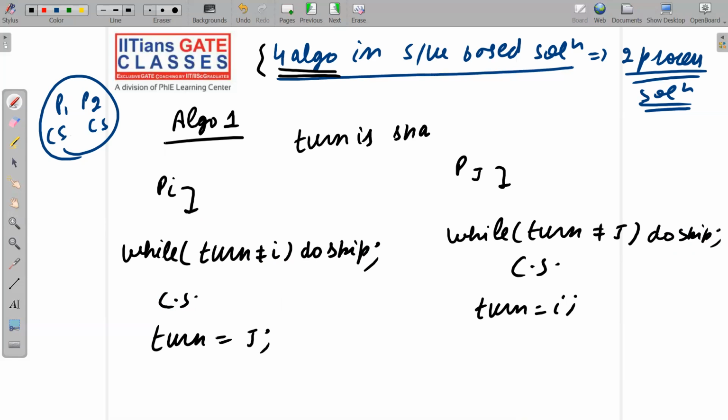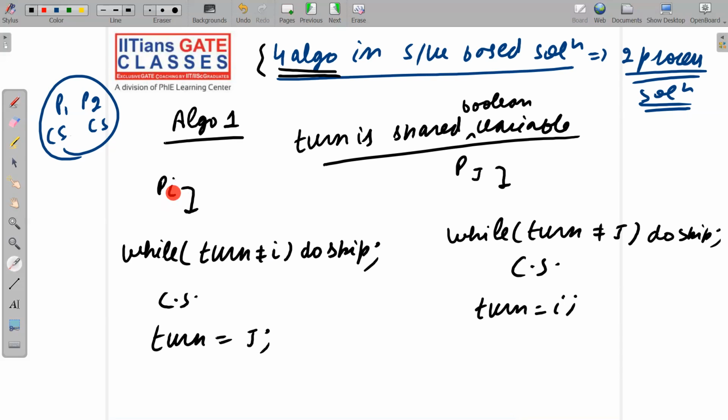Turn is a shared variable. Shared variable means the value of turn is visible to both the processes. Turn is, rather I should say, a Boolean variable. Boolean variable means it can take only two values, 0 or 1. So you can think like it can take only two values, i or j. Are you getting it? So 0 means i, 1 means j. You can consider that also.